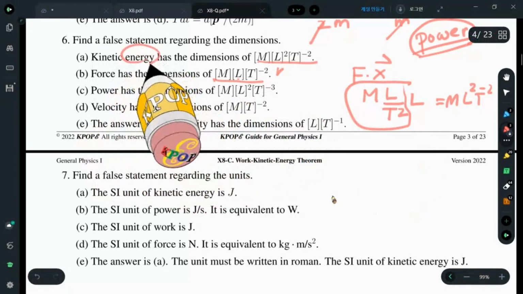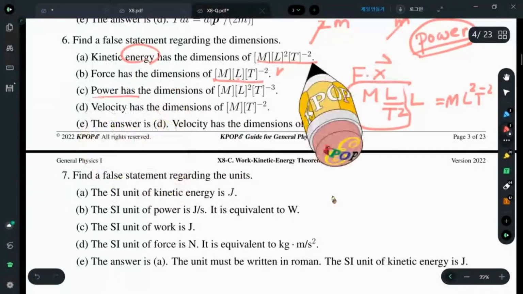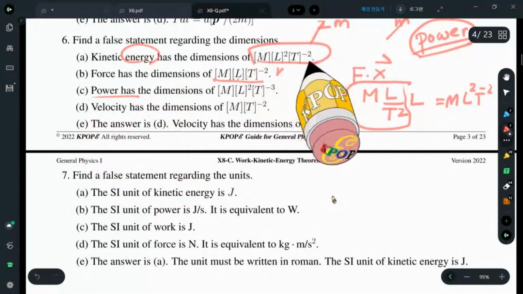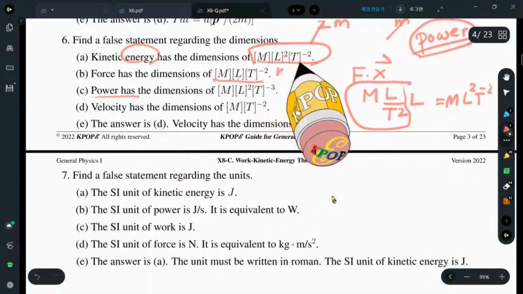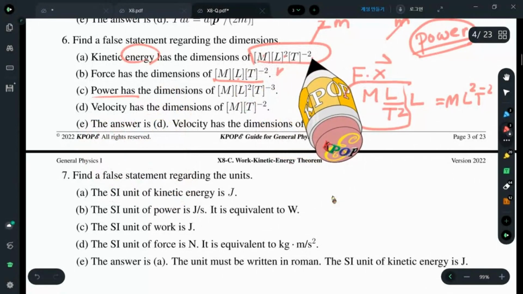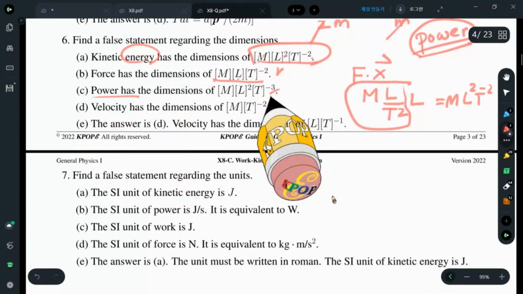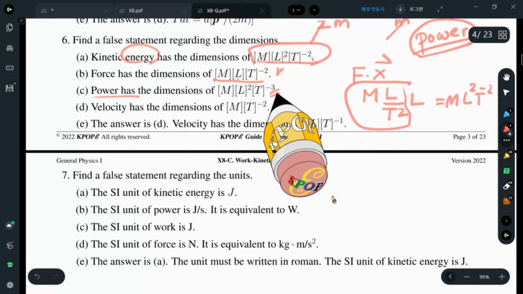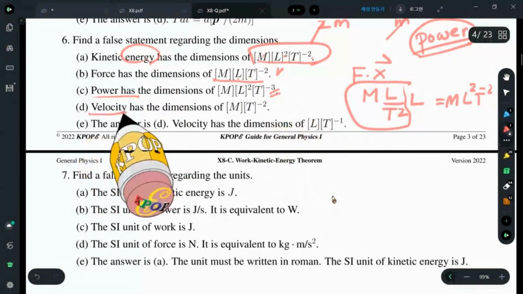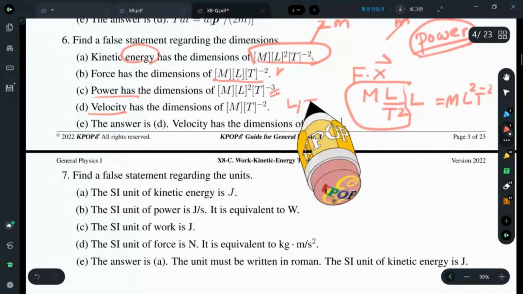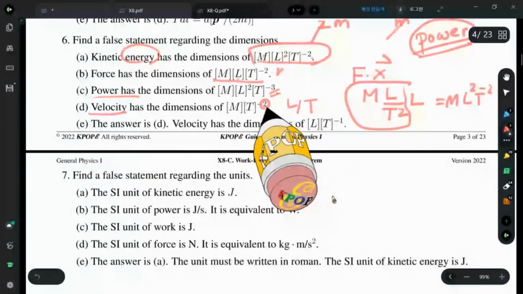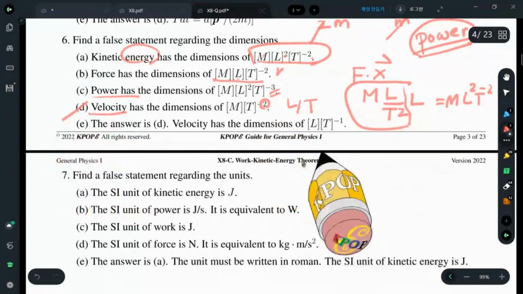Power is work divided by time. So use this divided by time. Everything is the same. One more time, so it becomes T to the minus 3. That's correct. Velocity, length divided by time. This is wrong, right?